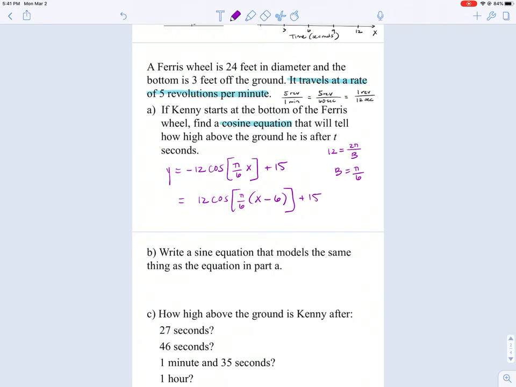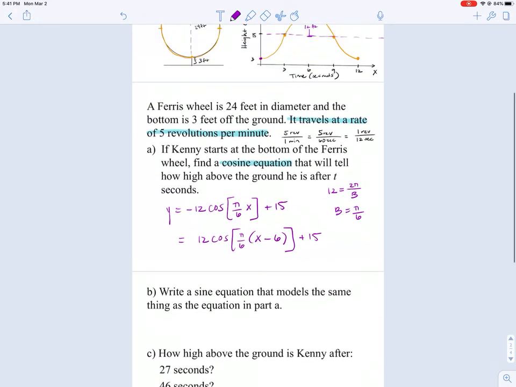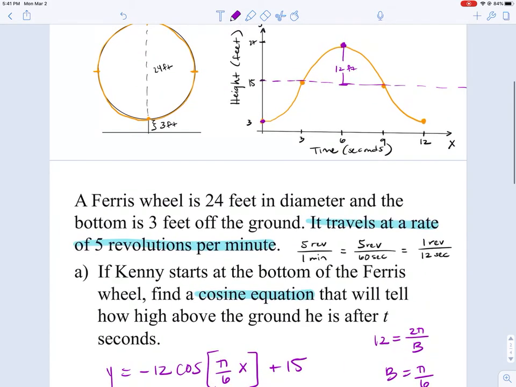Now part B is asking us to come up with a sine equation. Well, our amplitude is the same, right? It's the same graph. Sine normally passes through the origin. So sine lies on the midline of the parent function. So I'm going to pick a point on the midline as my point that was translated from the origin.